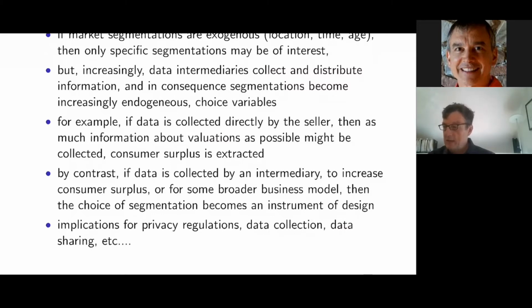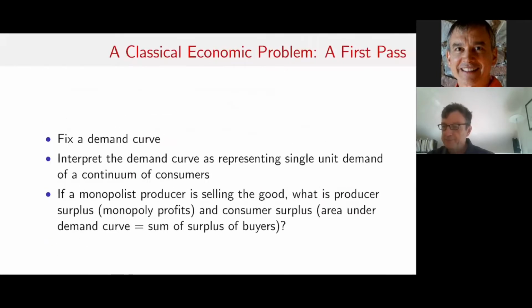If, on the other hand, the data is collected by the intermediary, then the intermediary could have interests that are much more aligned with the consumer because, for example, the intermediary would want to get as many consumers on its platform as possible. And so segmentation has also important implications for how we think about privacy regulation. That's a big issue in the European Union at the moment, about data collection, data sharing. So really the topic that we're covering today has implications that go far beyond the simple economics that we're discussing.